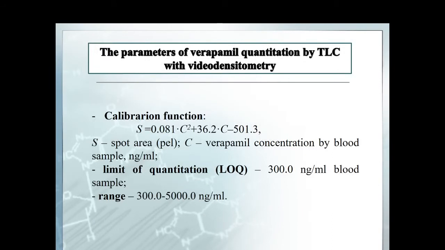Determination of the dependence of the analytical signal, chromatographic zone area, on the analyte concentration showed that when the verapamil amount is more than 5 microgram per spot, there is a deviation from a linear function. For verapamil, the calibration function is polynomial, quadratic. The limit of quantitation was 300 nanogram per milliliter. The concentration range in which it is possible to perform quantitation is from 300 to 5000 nanogram per milliliter.